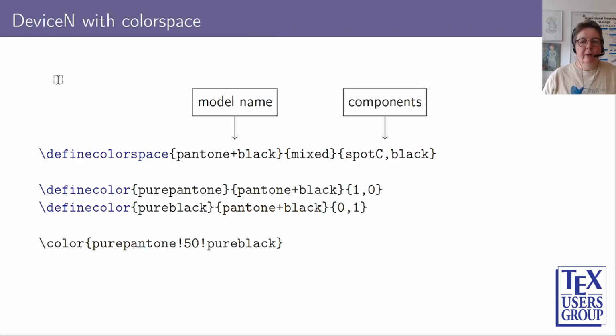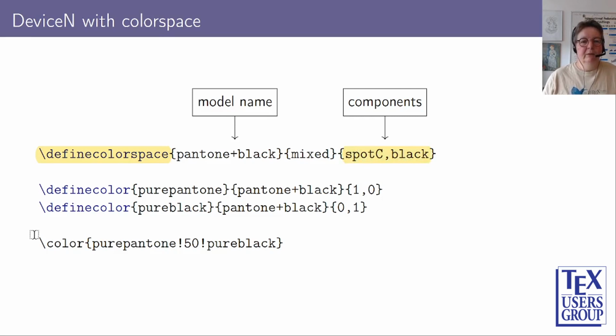You can also set up DeviceN models with colorspace. In this case, you have to use two commands. At first, you define the color model itself. Again, it has 3 arguments: the name of the model, the keyword mixed, so that you know that you are creating a DeviceN model, and the components at the end.